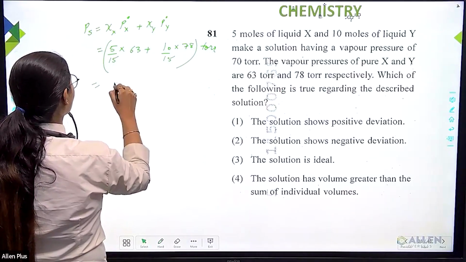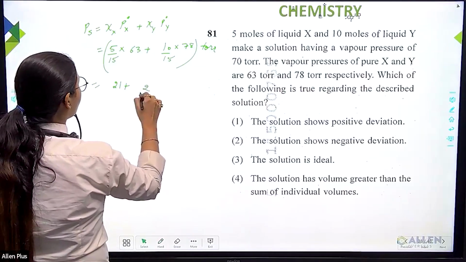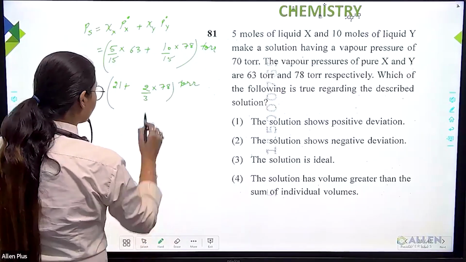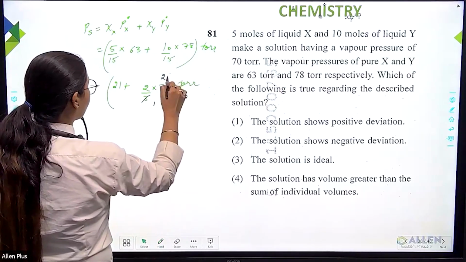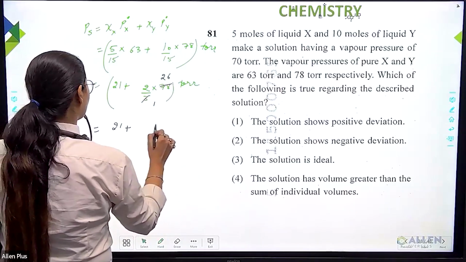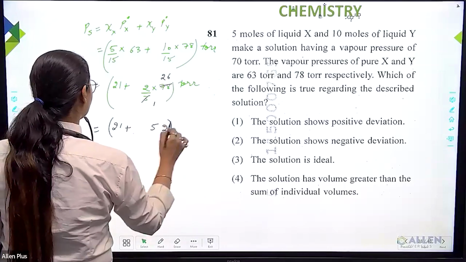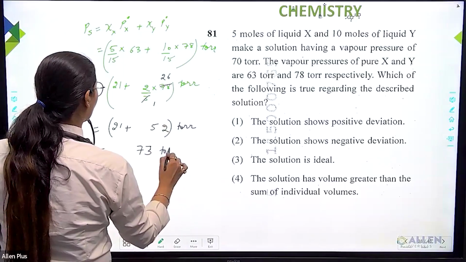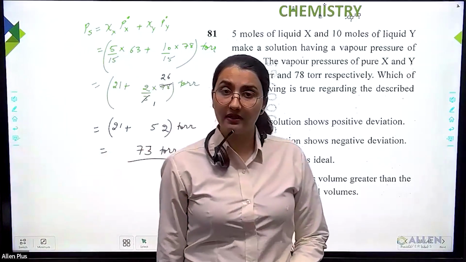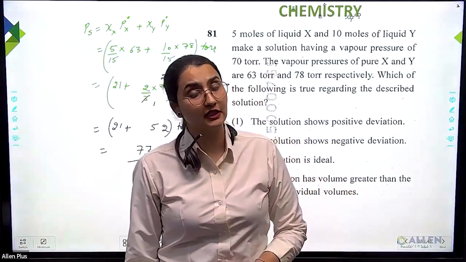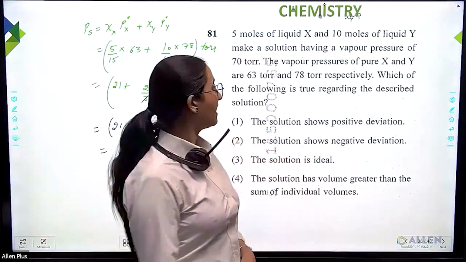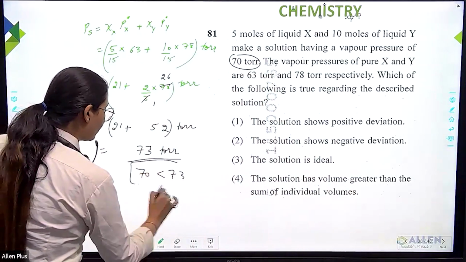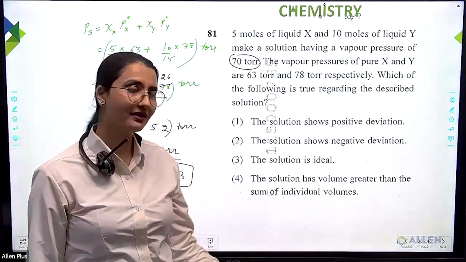1 by 3 into 63 is 21, plus it's 2 by 3 into 78. So when I cancel this, 3 ones are 3, 3 twos are 6, 3 sixes are 18. 26 into 2, 6 twos are 12, 4, 52. The answer is what, students? 73 torr. This should be the value according to Raoult's law if the solution was ideal, with no deviation. But the answer given is 70. Since 70 is less than 73, that means it is showing what? Negative deviation, simple.